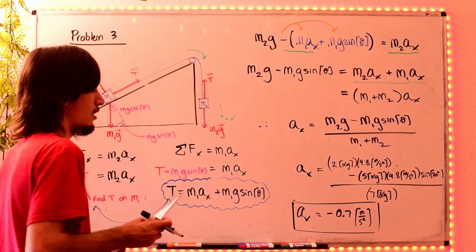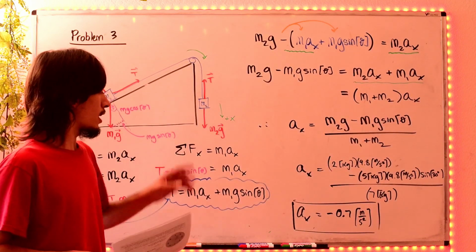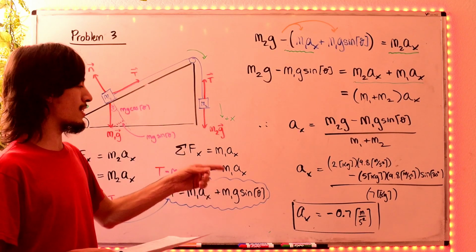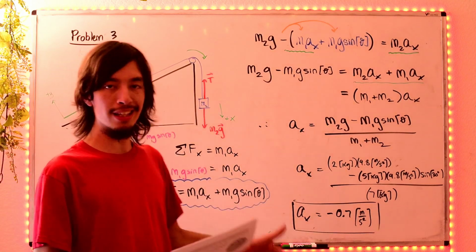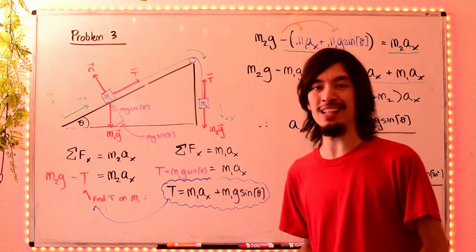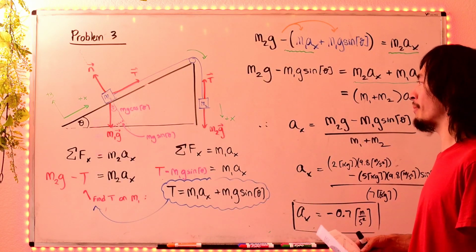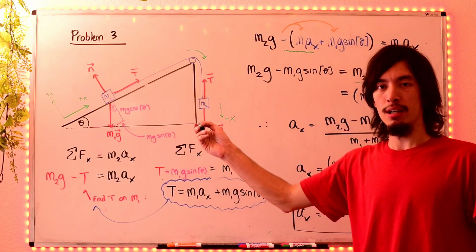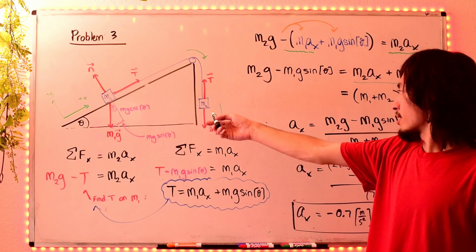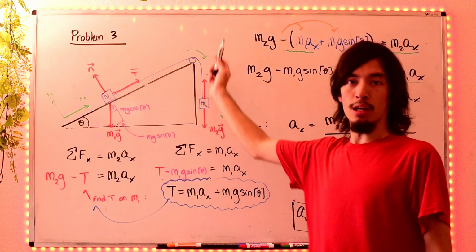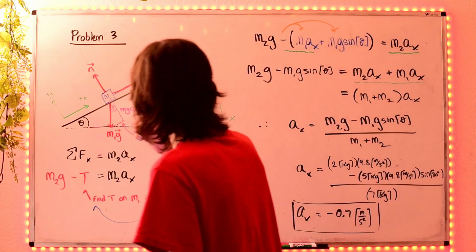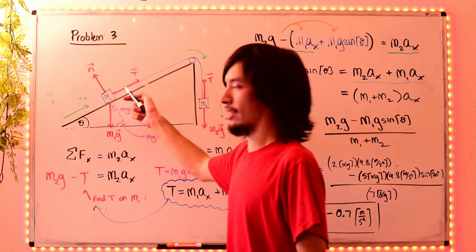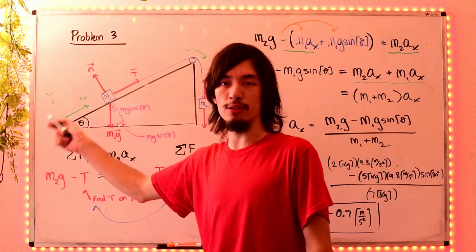Okay. So this answer is negative because it means that the system is accelerating in the negative direction for both masses. For the hanging mass, the positive is pointing down. So that means that if the acceleration is negative, it's accelerating upwards. And for mass 1, it means that it's accelerating down its incline rather than up the incline.